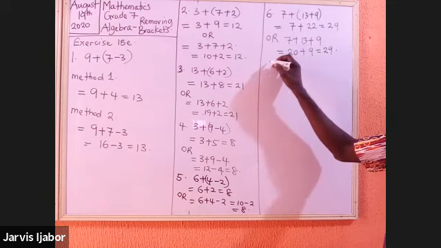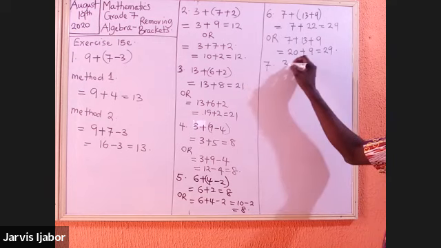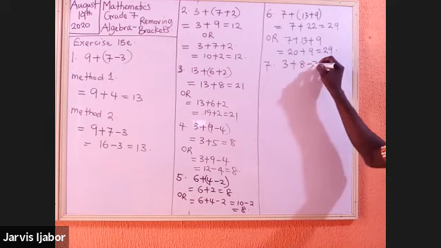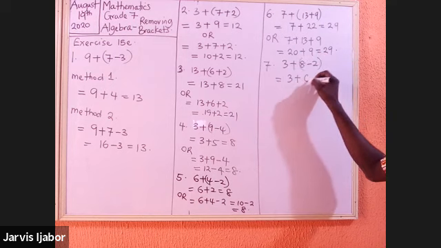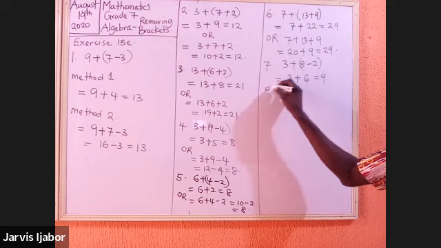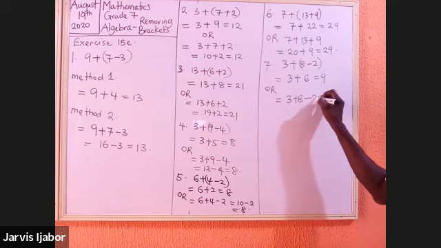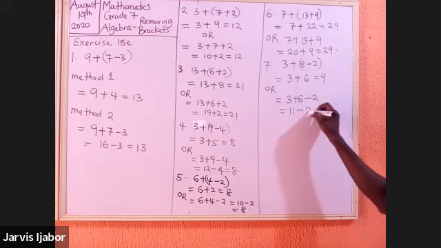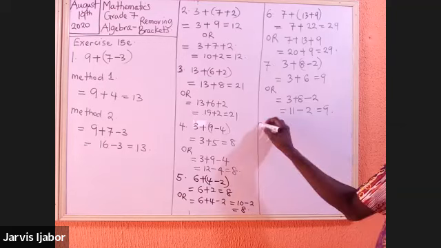Let's go to question 7. In question 7, we have 3 plus, bracket, 8 minus 2. This will give me 3 plus 6, which is 9, or this will give me what? 3 plus 8 minus 2, which will be 11 minus 2, and that's also 9. See that whatever the approach you're using, you get the same answer.